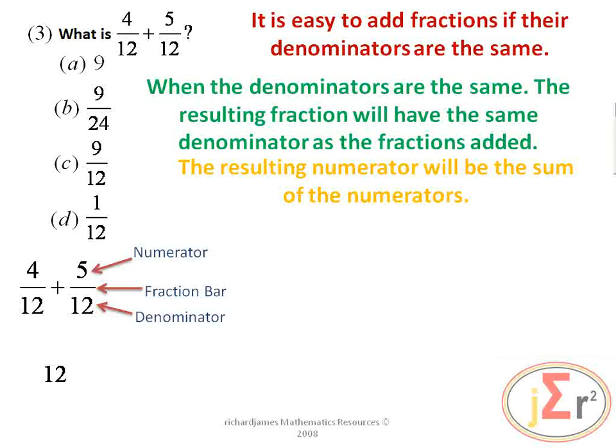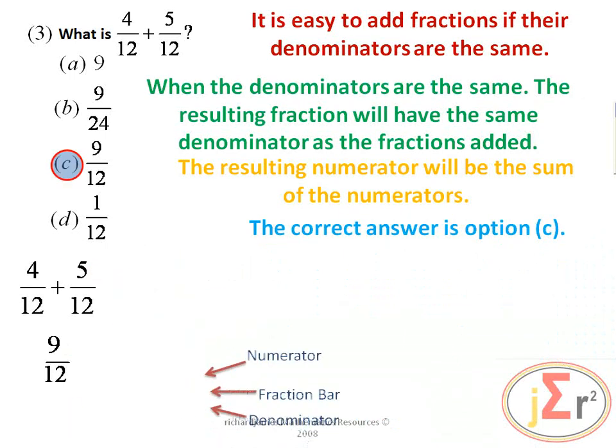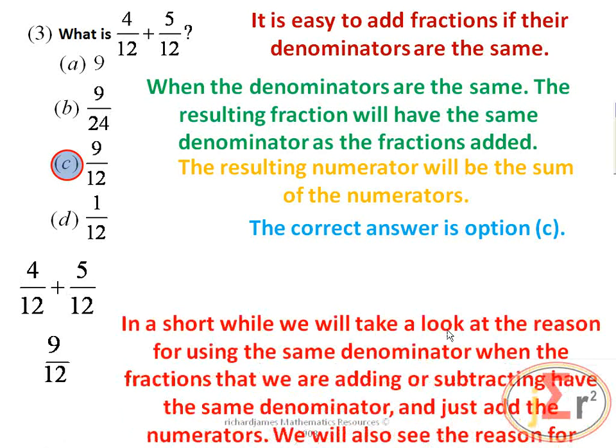What do we have for the numerators, Jerry? 4 and 5. Right. And when we add them, the result will be 9. So we add those numerators, 4 plus 5, and the result, as Jerry outlined to us, is 9. The correct answer is option C. So when we add fractions with the same denominator, the answer will have the same denominator and the resulting numerator will be the sum of the numerators of the fractions.